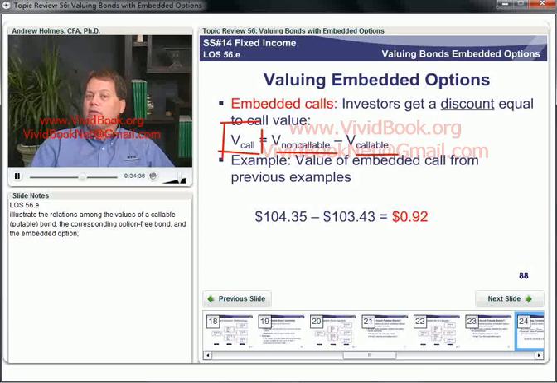So the value of the non-callable minus the value of the callable equals the value of the embedded call. This is something I would make sure that I understood and put on my formula sheet if I had any problems with that. We could do the same thing with a puttable bond.